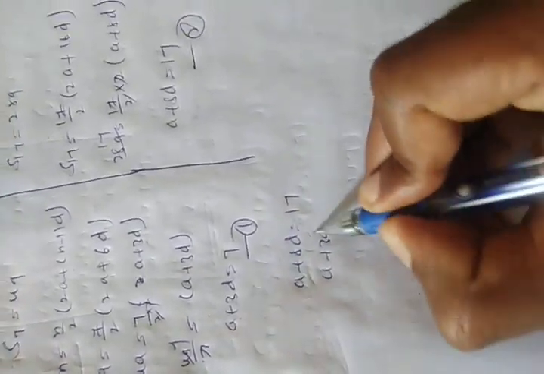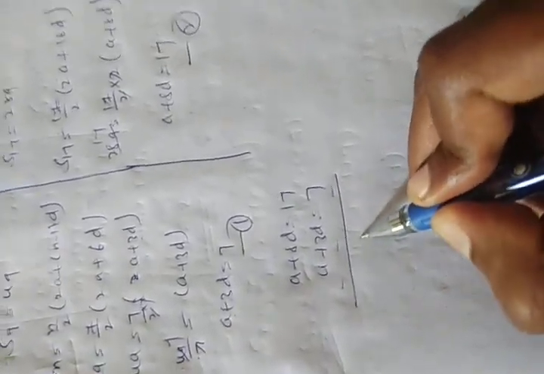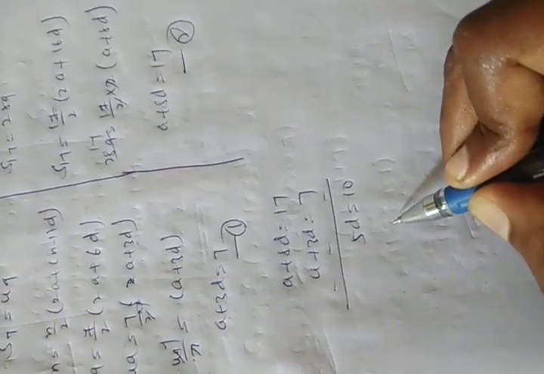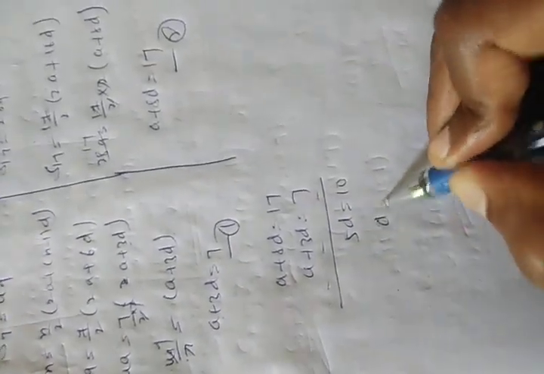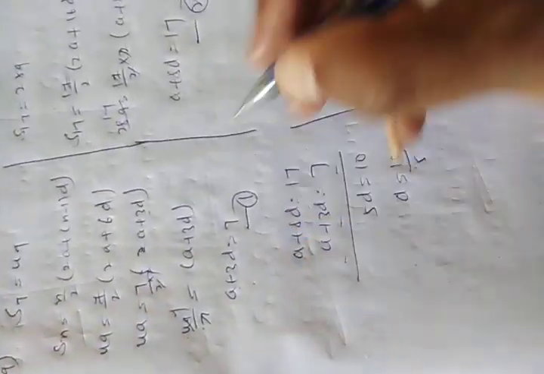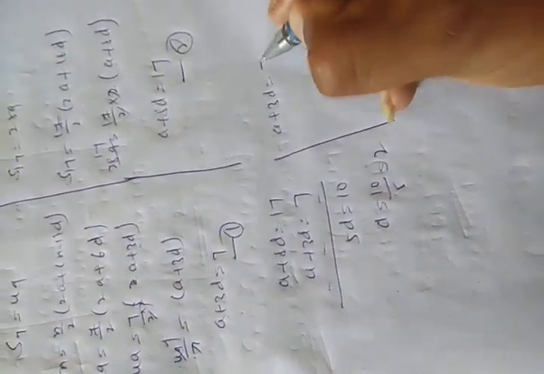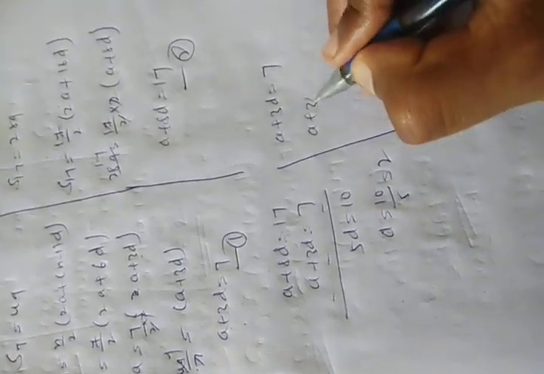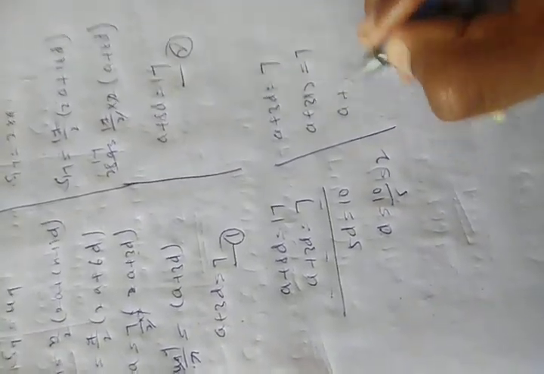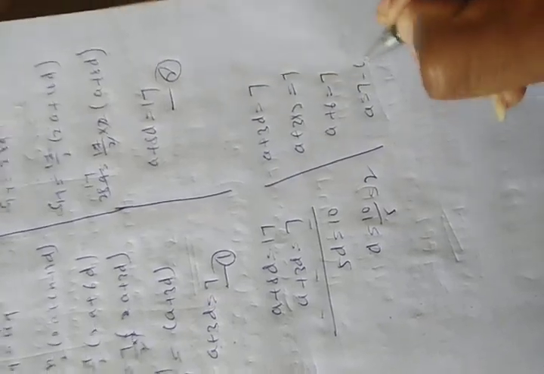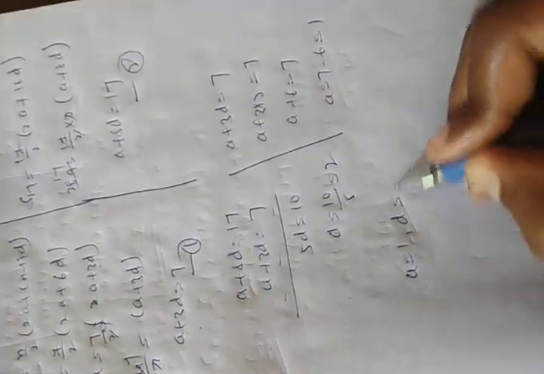Solve these two. A plus 8d is equal to 17. A plus 3d is equal to 7. Subtracting, 8d minus 3d is what? 5d is equal to 10, since 17 minus 7 is 10. D is equal to 10 by 5, which is 2. So put it in either equation number 1 or 2. A plus 3d is equal to 7. So a plus 3 into 2 is equal to 7. A plus 6 is equal to 7. A is equal to 7 minus 6, that is 1. So we got a as 1 and d as 2.